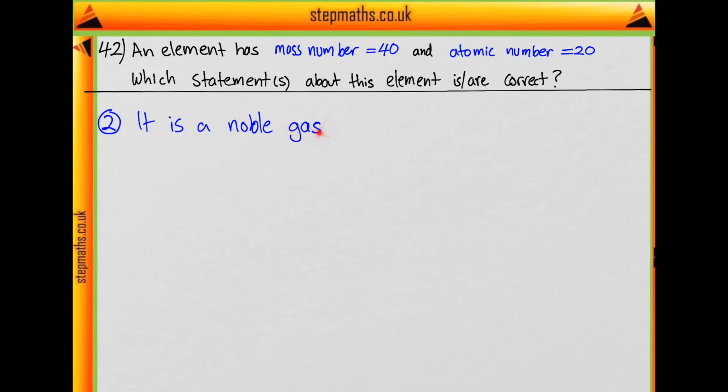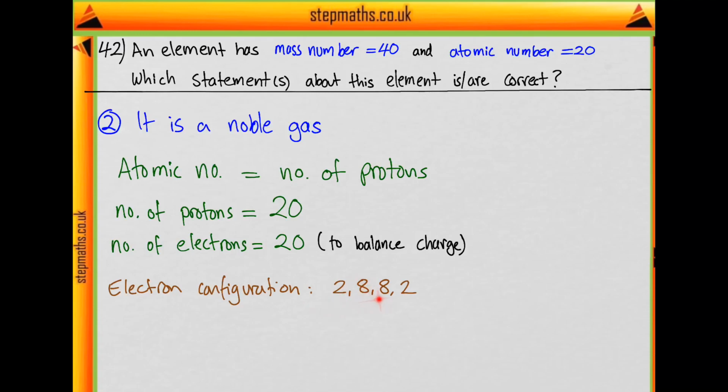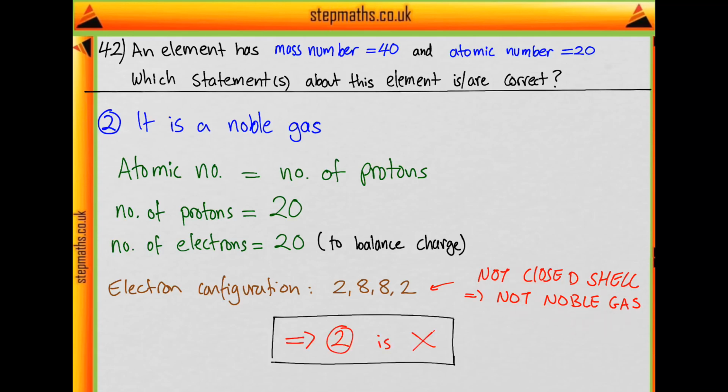Statement 2. It is a noble gas. To see if it's a noble gas or not, we're going to need to find the electron configuration, and if it's closed shell, then we know it's a noble gas. We know from the question that it has an atomic number of 20, and the atomic number simply states the number of protons, so we have 20 protons. To find the number of electrons, we know it's also 20, because elements are neutral, so it needs to balance the charge. This will give an electron configuration of 2, 8, 8, 2. So we can see that this is not a closed shell, so it's not a noble gas. So statement 2 is incorrect.